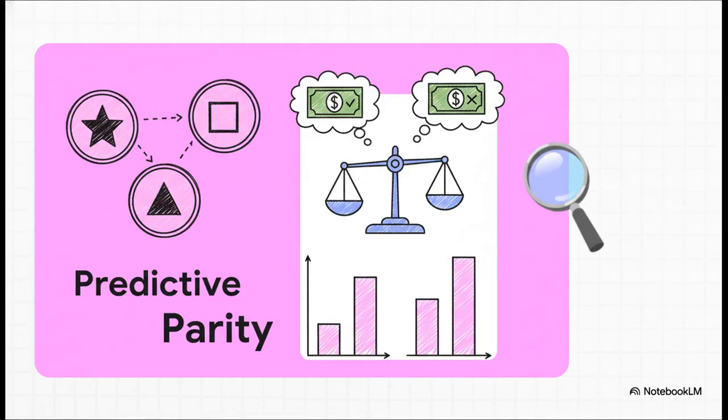Sounds reasonable, right? But then there's another definition, predictive parity. This says a model is fair if it's equally accurate for all groups. So if the model approves a loan, the chances that the person will actually pay it back should be the same no matter their race. In this case, the focus isn't on equal outcomes, it's on the reliability of the prediction itself.